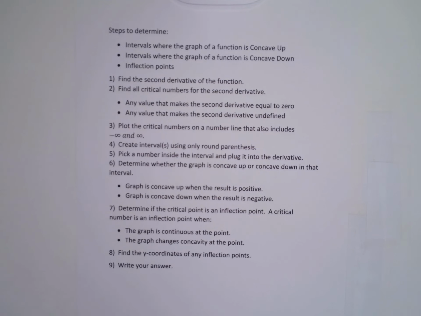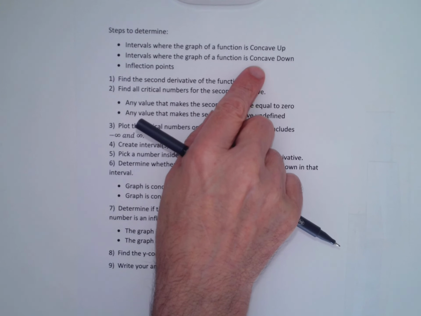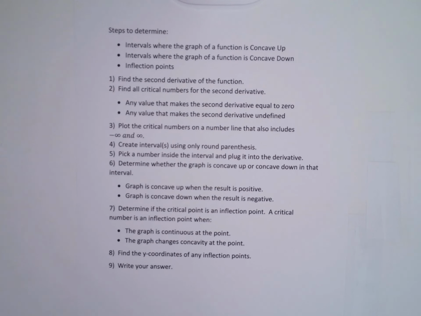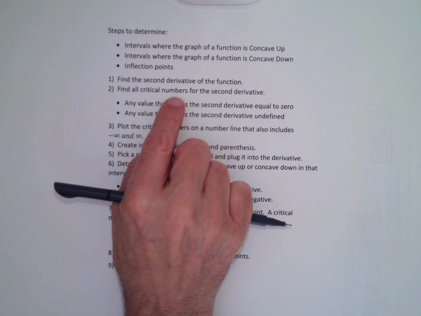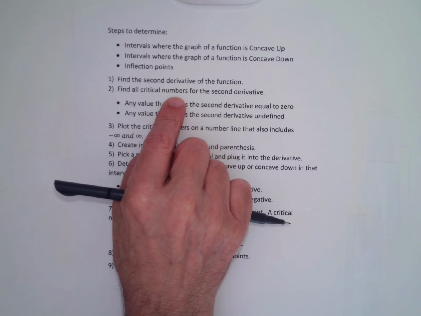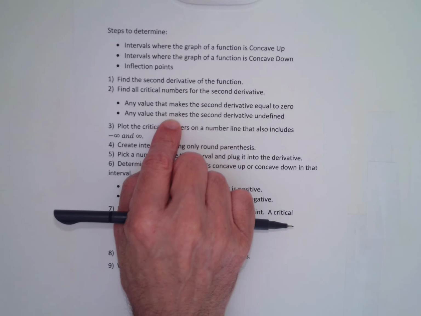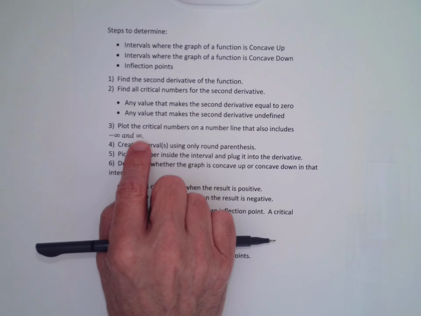So how are we going to figure out the intervals where a graph is concave up, the intervals where a graph is concave down, and the inflection points? Super easy, almost identical to the first derivative test. I find the second derivative, I find the critical numbers for the second derivative, which are any values that make the second derivative 0 or undefined. Just like I did with the number line for increasing and decreasing, I plot the critical numbers on a number line that has negative infinity and positive infinity as well.